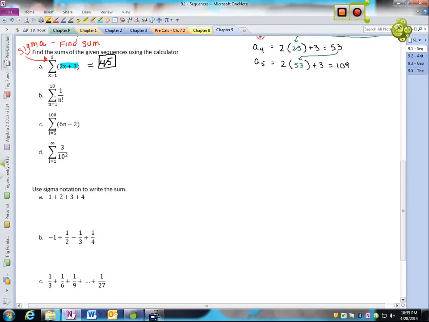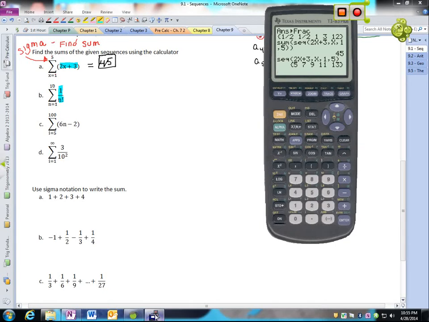I want the sum starting at the lower bound of 1, going to the upper bound of 10, for this nth term formula, this expression, 1 over n factorial. So again, second stat, arrow over to math, down to number 5 to pick up the sum. Sum of what? We need to tell it to find the sum of the sequence. So second stat, arrow over to ops, and go down to the word sequence. It wants to know what is the sequence now. It's the expression 1 over n factorial.